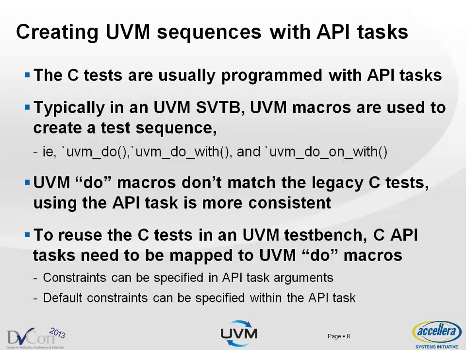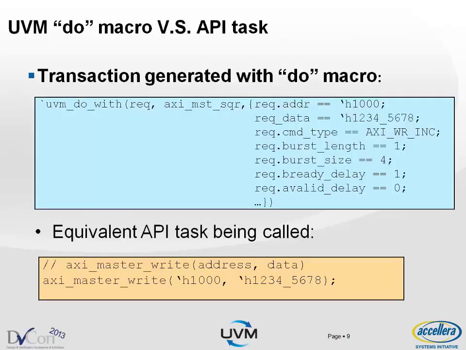In order to reuse a C task in the UVM testbench, we have to figure out a way to map the C API high-level task to the UVM do macros. The way to do that is to define a UVM API task, and we can specify some constraints either in the arguments or inside the API task. We have an example to show that.